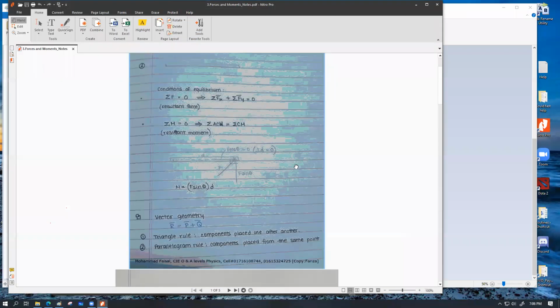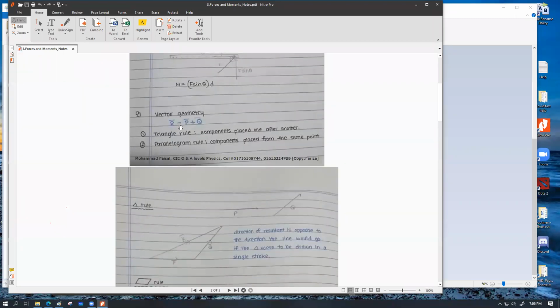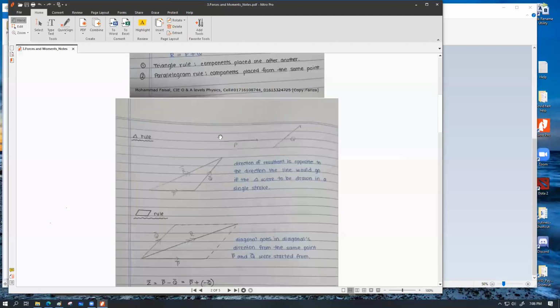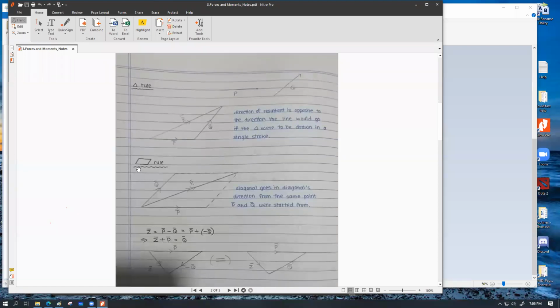In the note, on the very next thing we have the vector geometry. Vector geometry is R equals P plus Q. Triangle rule means components are placed one after another. Parallelogram rule means components are placed from the same point. So we have two vectors, let's say P and Q, for which we want to find the resultant. You place one after another, you get R. In the parallelogram rule, the student did not write the whole word, which is a really smart move. Only using symbols works for me. Parallelogram rule: you start the components from the same point and complete the parallelogram.